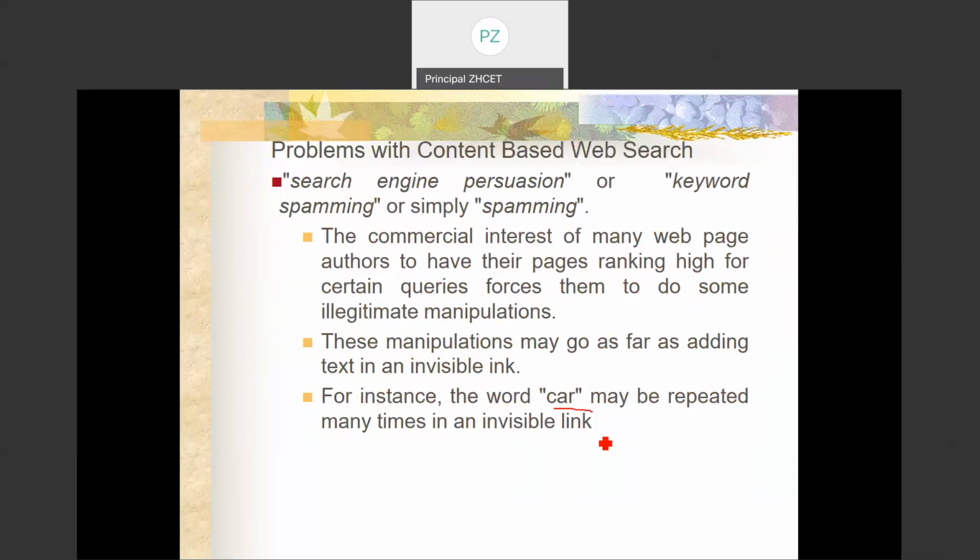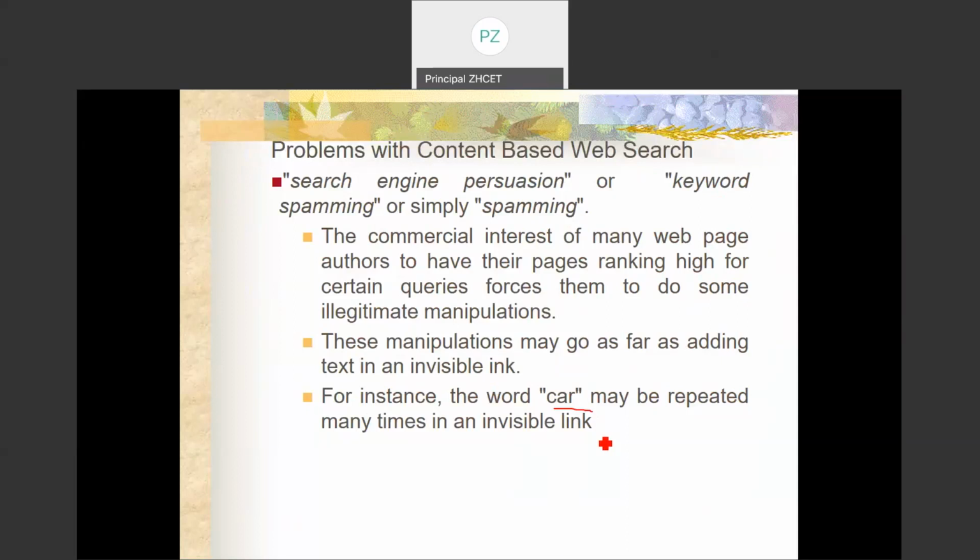But when the web crawler reaches there, I hope you remember what is web crawler. We have seen the block diagram in the beginning. When the web crawler reaches there, it pulls out car 1,000 times. So TF-IDF value goes high. And that page comes top whenever the query for car is launched, even though that page doesn't have any information about cars at all, apart from listing those words 1,000 times. So this is keyword spamming.